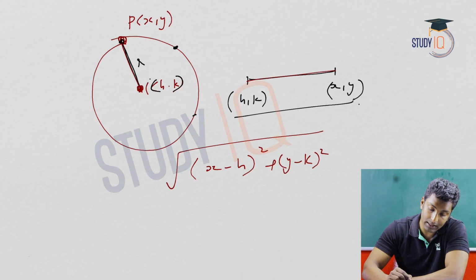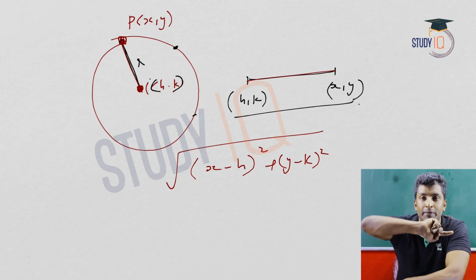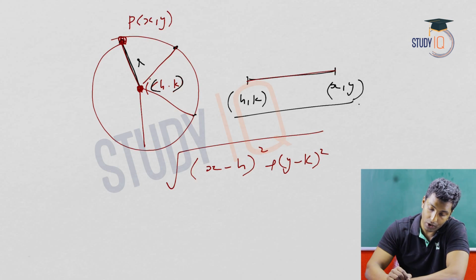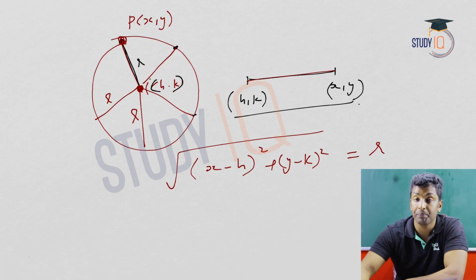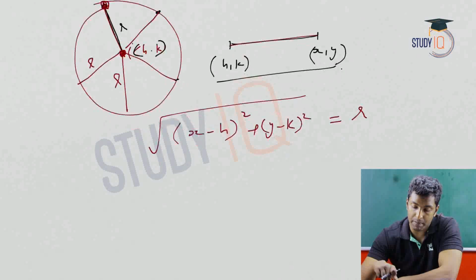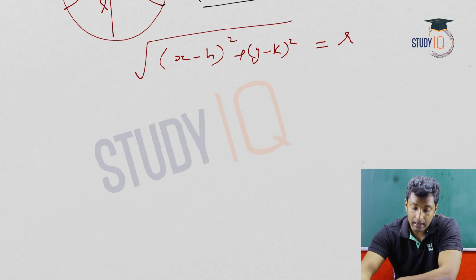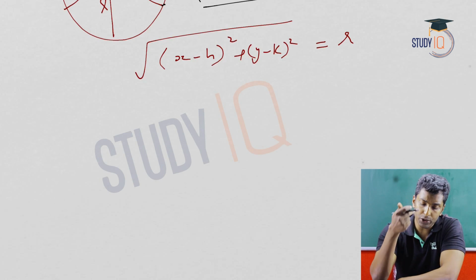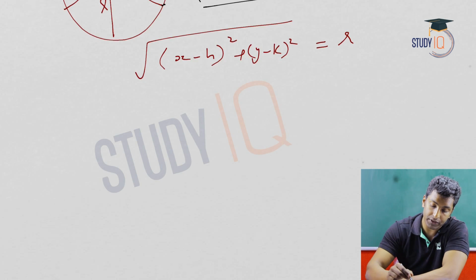Because this distance is from the center to the moving point, and the moving point will always be on the circle. Whether you take the moving point here, or here, or here, everywhere you are going to get the same r. But x and y can vary. So this is how you apply the distance formula: the square root of (x minus h) square plus (y minus k) square gives you the radius. Now you can square both sides, so you can remove this square root.